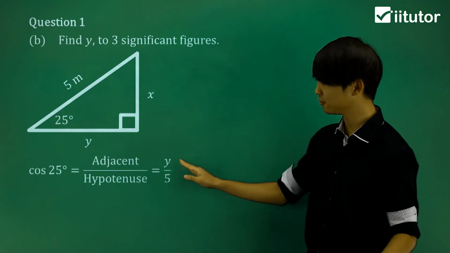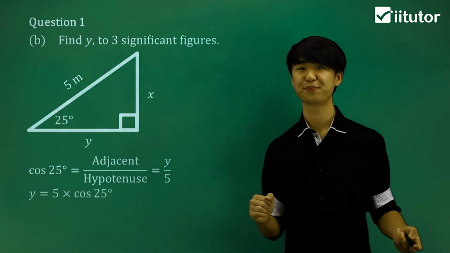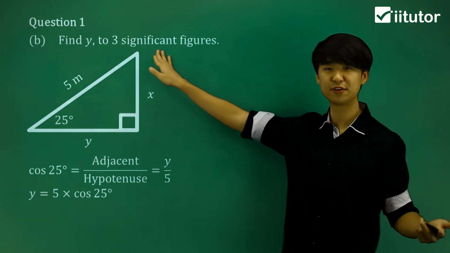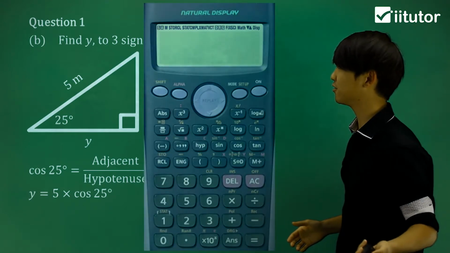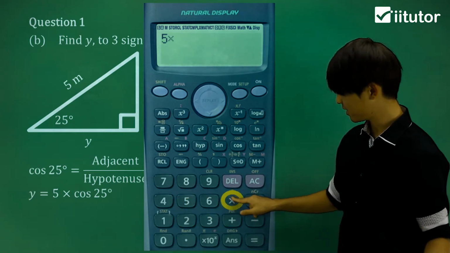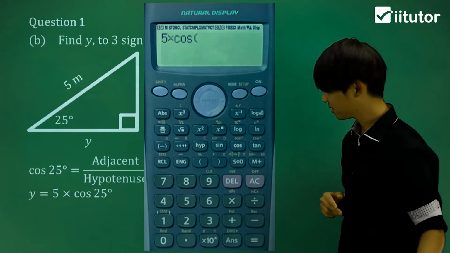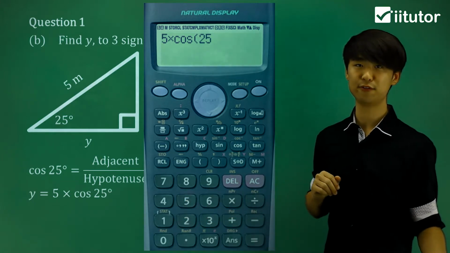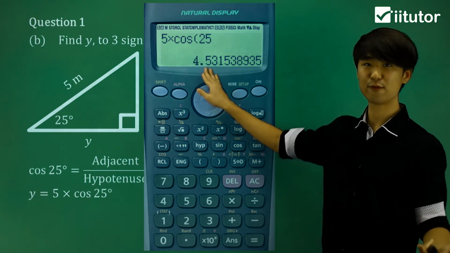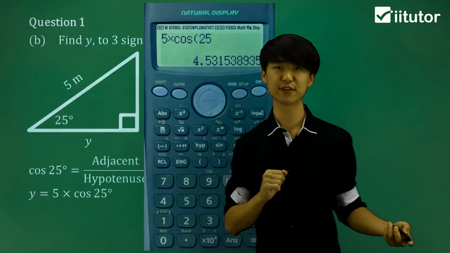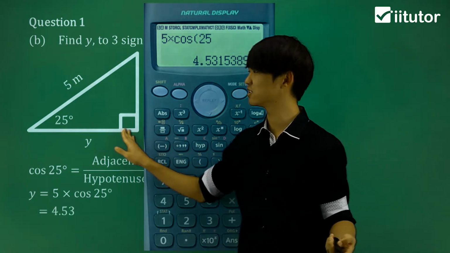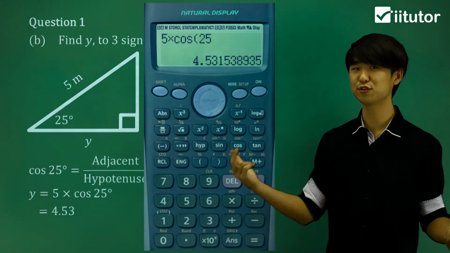To find y by itself, let's multiply 5 to the other side. Now again, we have 5 times cos 25, and we want to answer it in 3 significant figures. So let's bring up our calculator again. Now, 5 multiplied by cos 25. Cos is right next to sine. So 5 times cos 25 equals. Here's my answer, 4.531, and so on. To answer in 3 significant figures, it will be 4.53. That's the side length of this y.